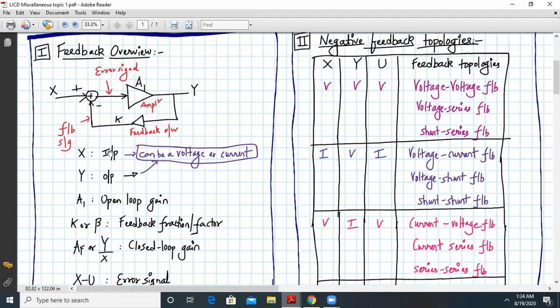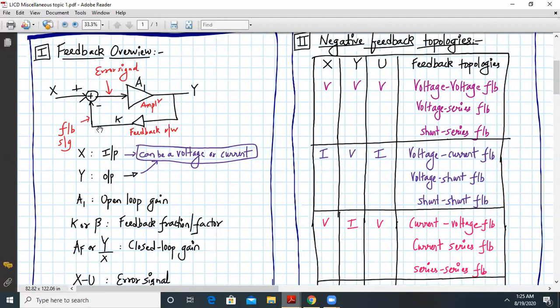So X is my input, which can be either a voltage or a current. Y also can be either a voltage or a current, which is the output. A1 is my open loop gain. K, or in the literature they also write it as beta, is called the feedback fraction or factor. And Y upon X, which is normally called the transfer function, is also termed AF, called the closed loop gain. So these are the terms which are there.